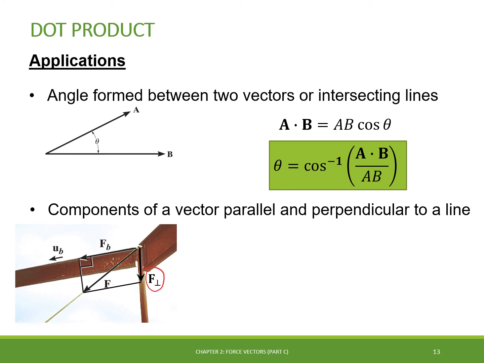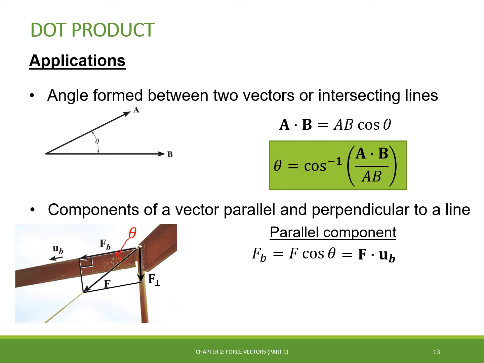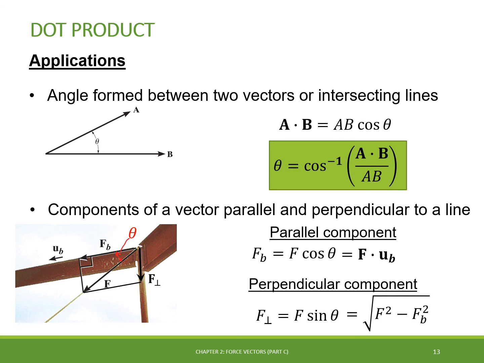For the component of F parallel to the beam, FB, we can define a unit vector UB aligned with the beam and the angle theta between F and FB, which can be defined using the cosine of theta, or the dot product between the force vector and unit vector. Additionally, if we want to determine the perpendicular component of F, then we can take either the sine of theta or the Pythagorean theorem with the magnitudes of the two other force vectors.